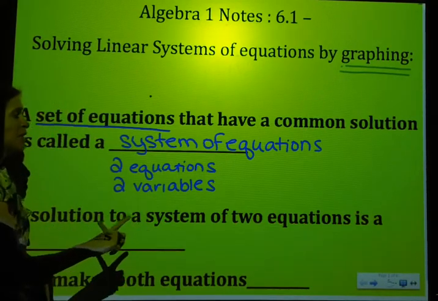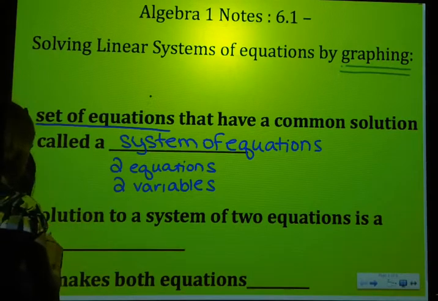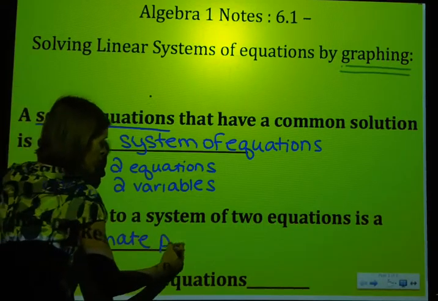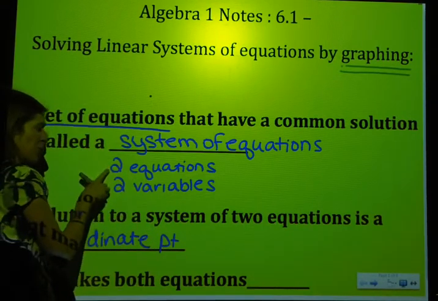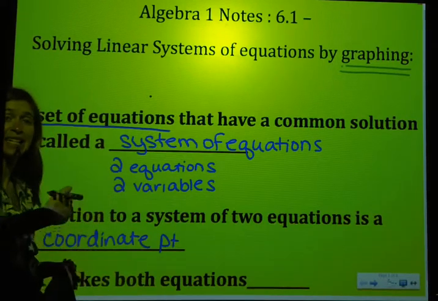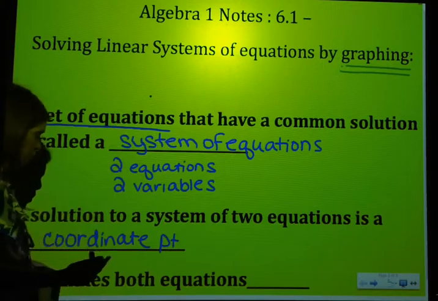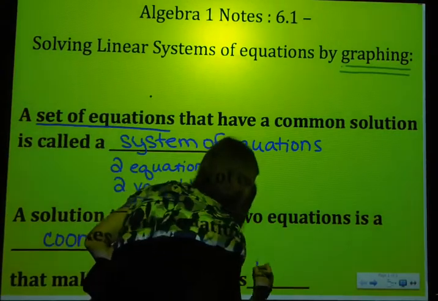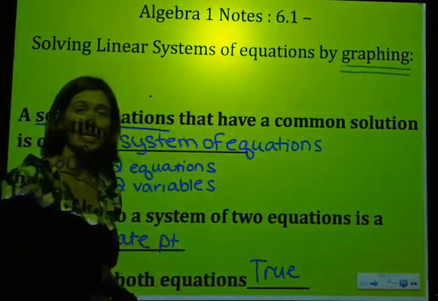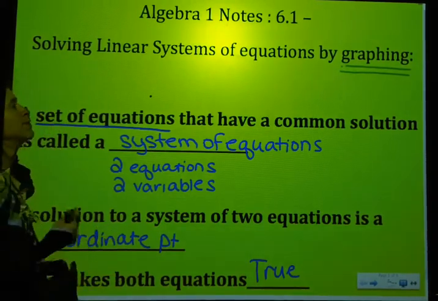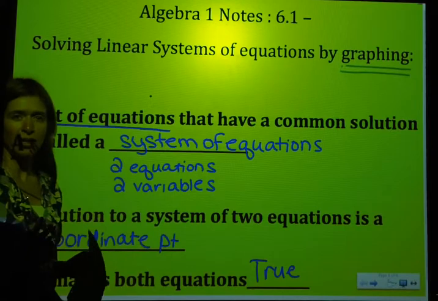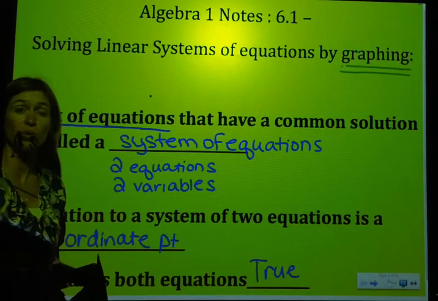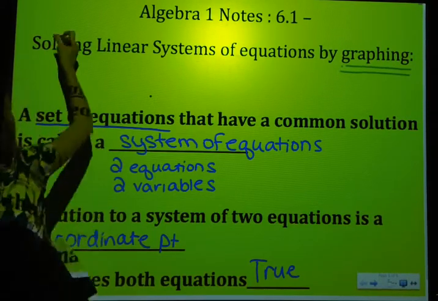A solution to a system of equations is a coordinate point. When we find these solutions, we're going to be finding a coordinate point. That should make sense because if it has two equations and two variables, I'd be finding an x and a y, which would indicate a coordinate point. A solution to a system of two equations is a coordinate point that makes both equations true. What is really occurring is that the solution to a system of linear equations is where the two graphs intersect.